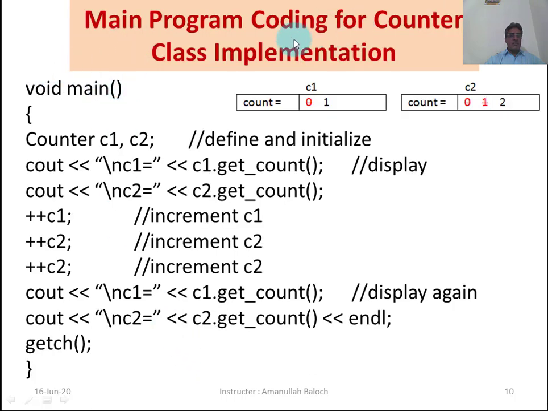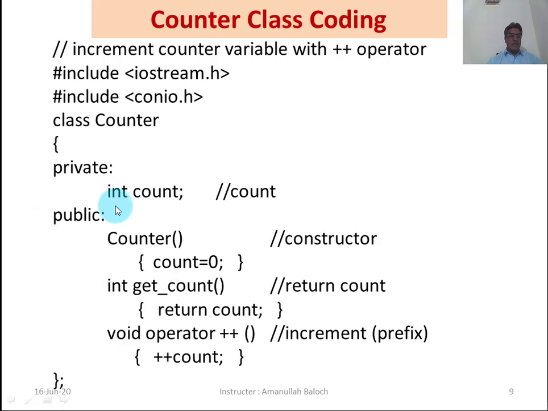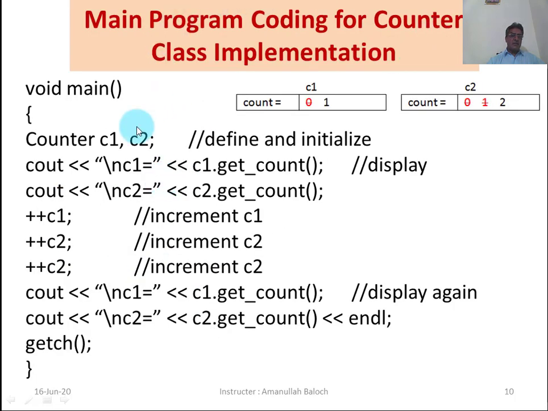This is the main program coding for the counter class implementation. How will we implement this class? We have our main program in which we will create two objects of the counter class. This is the previous slide, and this is the class which we have defined in the previous slide.